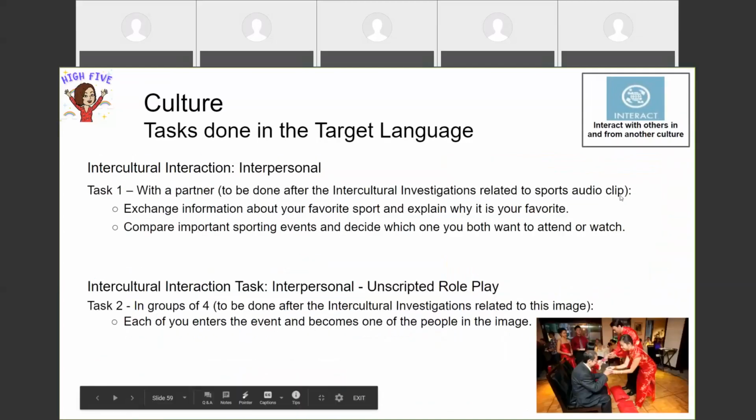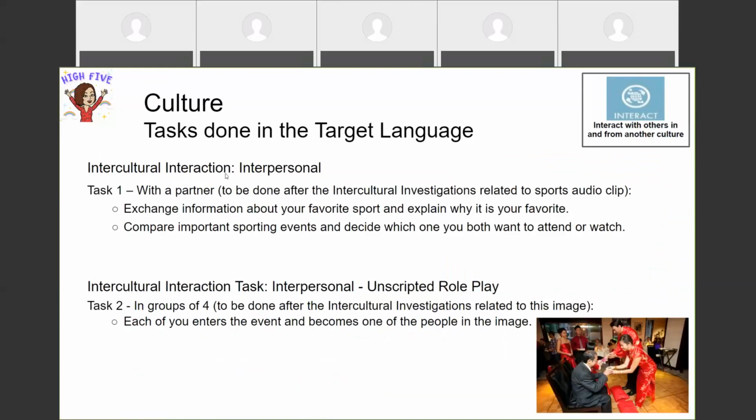So now if we go back to that sports clip, yes, it was about football, I'll tell you that much. So after they've done all of those close readings and they've done all those things to do that investigation about sports, now it's time for them to take that knowledge and do an intercultural interaction. In this case, of course, it'll be simulated with a classmate, or maybe they have an exchange going on, a virtual exchange, and they might talk to somebody from a target culture school through a virtual pen pal type thing. But with a partner, exchange information about your favorite sport and explain why it's your favorite. So they have to make a claim, but they have to negotiate meaning between each other. That's what makes that interpersonal.